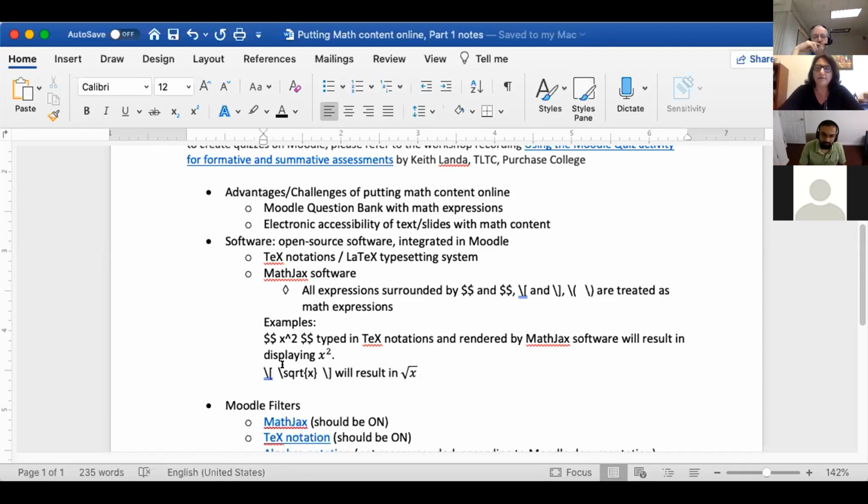So this might be confusing at first sight, but once you start doing it, you really will learn it very quickly. I have been working with LaTeX notation in this LaTeX typesetting system since 2000. And I really learned it very quickly.